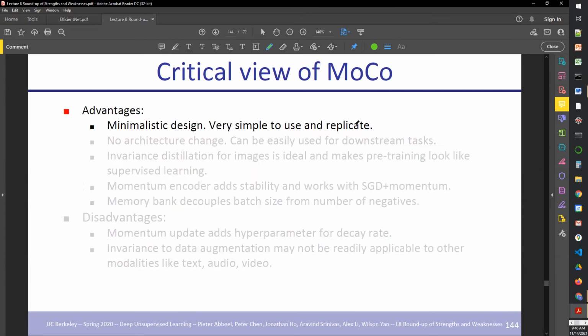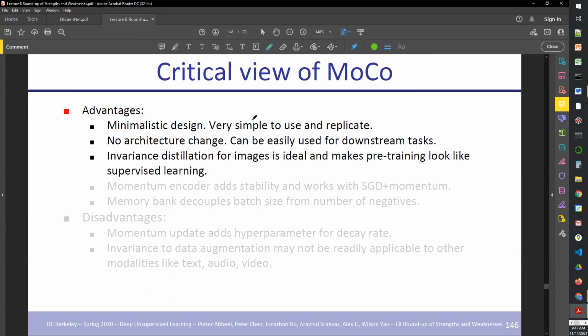Now, when you look at it in a MoCo sense, it's a simplistic design. You don't have all these challenges of patches, having to do something different for inference, and worrying about all these patch hyperparameters and how far you go. It's just very simple. You can use the same thing for training and inference, with no change in architecture. You can just use the same model for the downstream task. The invariance distillation is very simple. You just need to augment, and this makes the pre-training look very much like what you would do in a supervised learning environment. But be careful, the type of augmentation you use isn't quite the same.